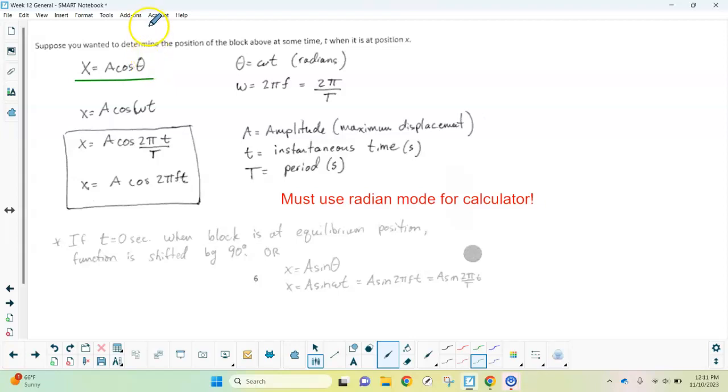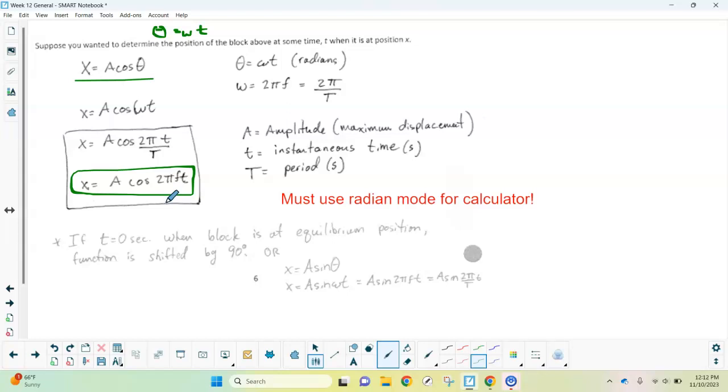If we use angular speed, theta is equal to the average speed, omega, times t. So we know the angular frequency times the time. And the angular frequency is 2 pi f, or 2 pi divided by T. So this is the equation that we're going to use. You don't have to worry about deriving this, but it's an equation we use to find the location of an object in simple harmonic motion at any time.